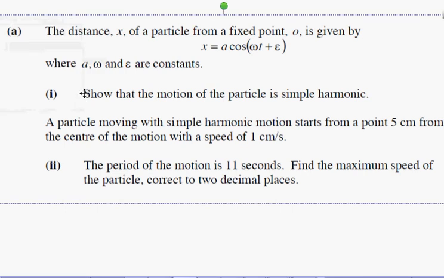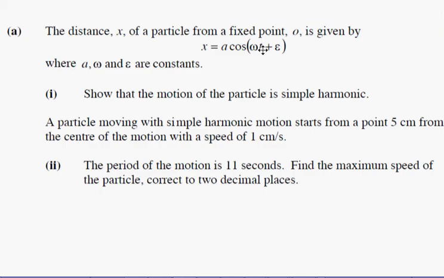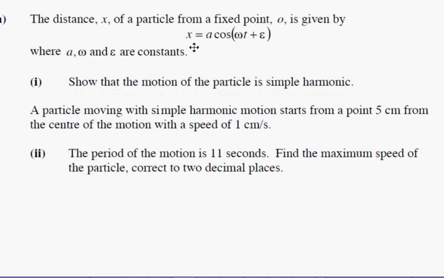So a distance x of a particle from a fixed point is given by the position x equals a cos(wt plus e), where a, w and e are constants. Show that the motion of the particle is simple harmonic motion. Okay, so what we need to do is differentiate twice.